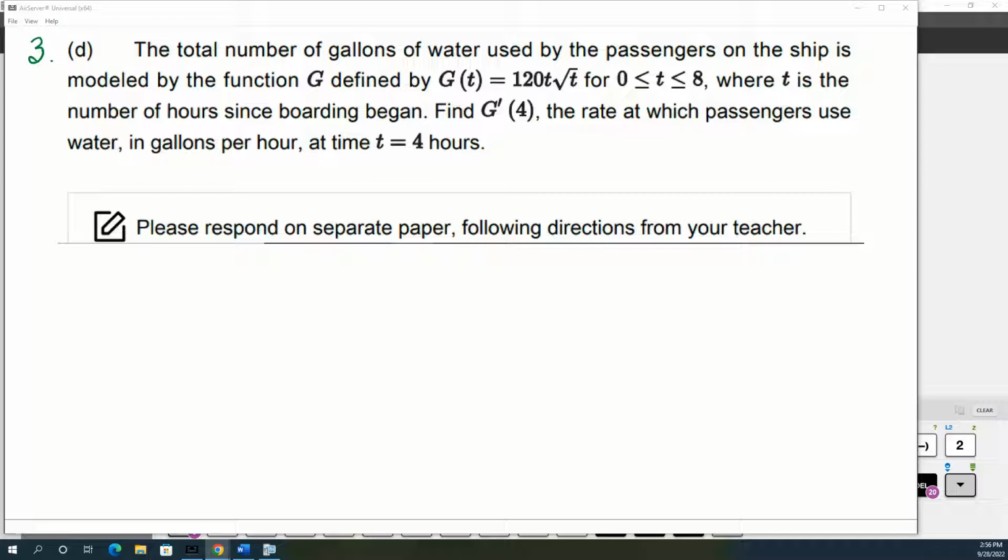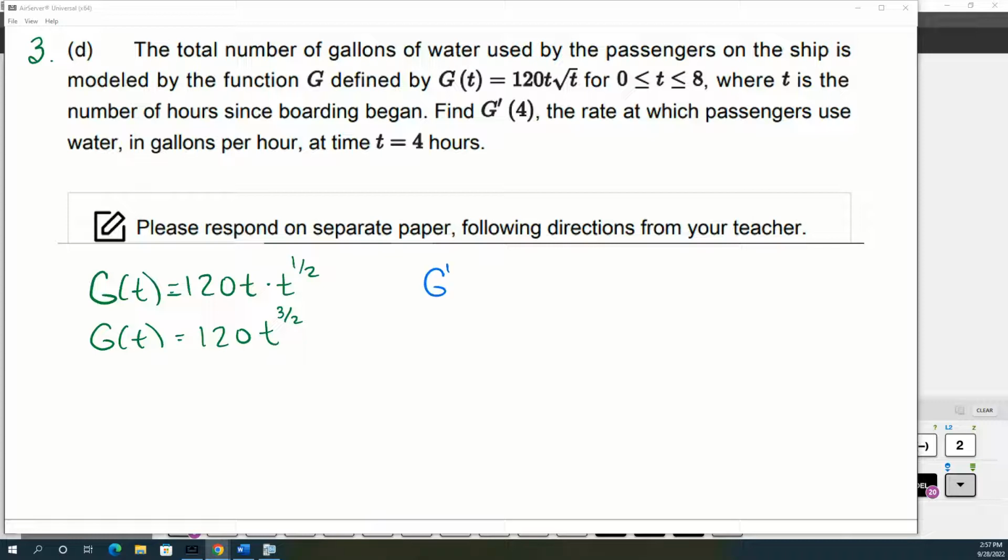Now, I'm not really sure why G of t is written this way, except just to make it a little bit more difficult for you. But the first thing I would do is rewrite the square root of t as t to the 1/2. Then you can add the exponents and write g of t as 120t, and then when you add those exponents, it would be to the 3/2.